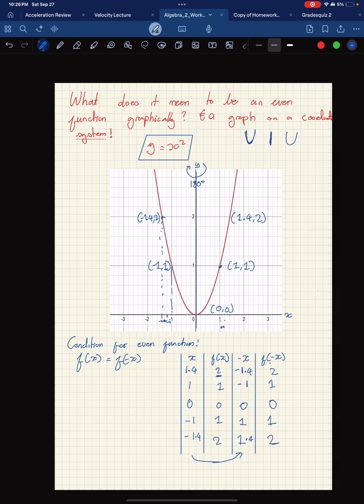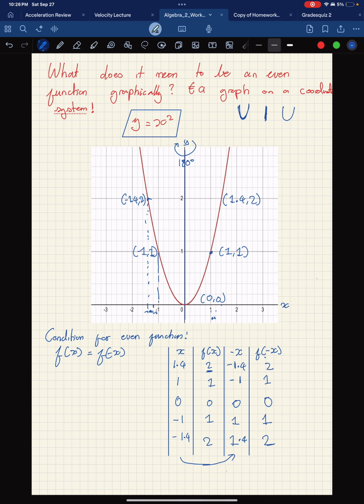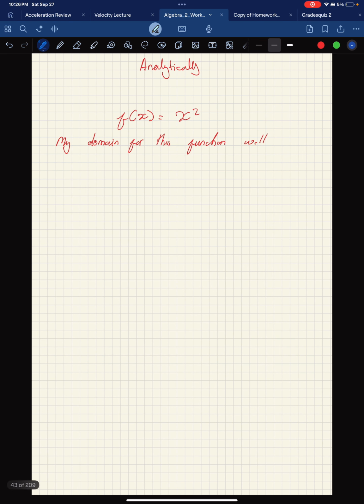So what? Do we see this, guys? F of x is equal to minus f of x on our table because the values on the tables are exactly the same. They're exactly the same. Pretty cool, guys. Pretty cool. So what about analytically? Let's try to solve this.